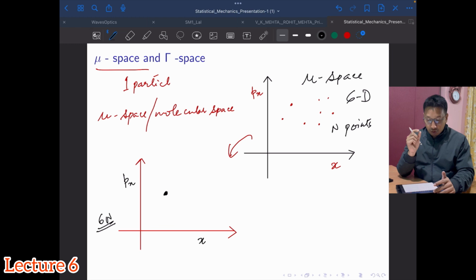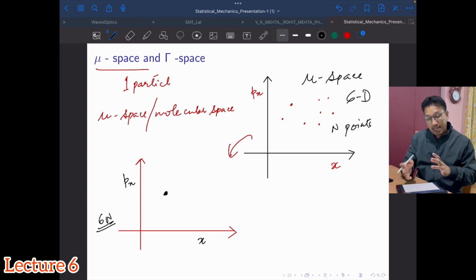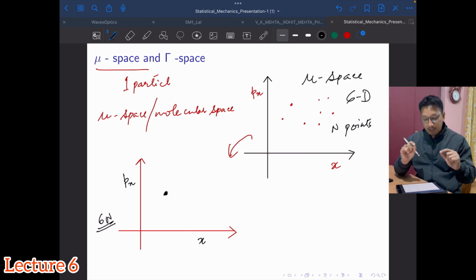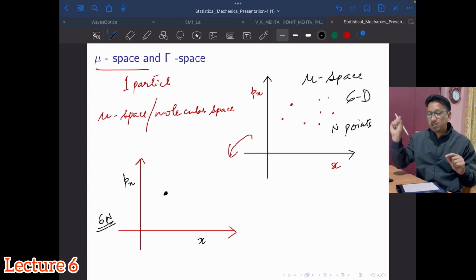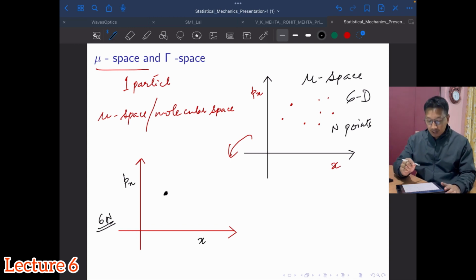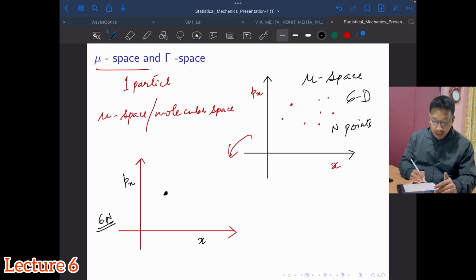So there is a slight difference. First let's fix the system, say an n-particle system. In the mu space, which is 6-dimensional, there are n points representing the system, whereas in the gamma space I have a 6n-dimensional space, and the entire system is represented by just a single point. This will be helpful when I talk about the macro state, which represents so many micro states of the system.